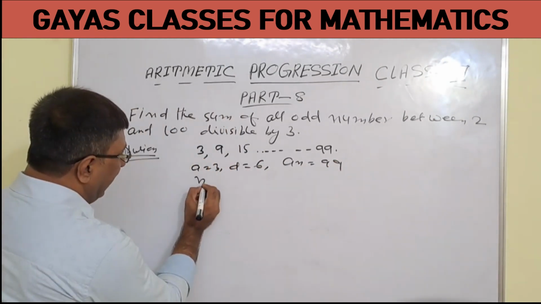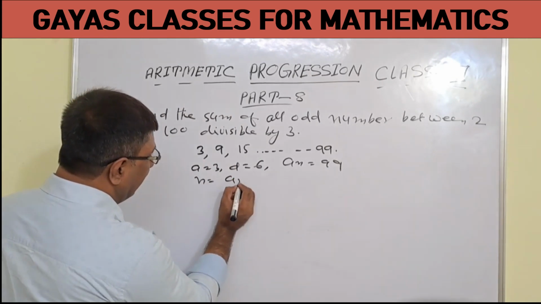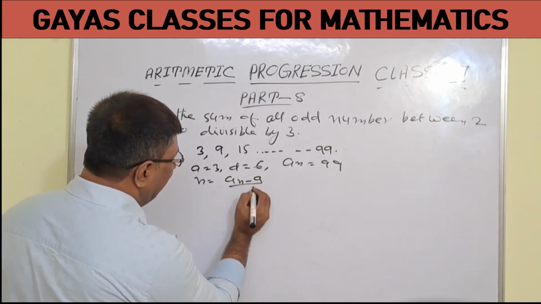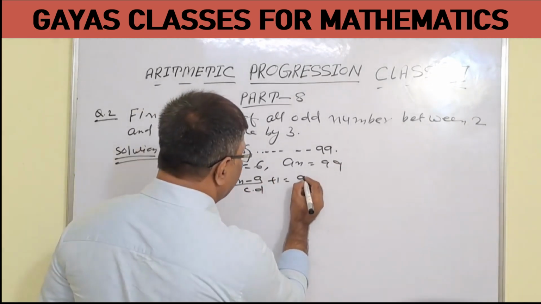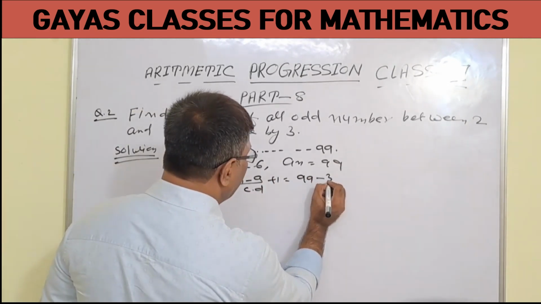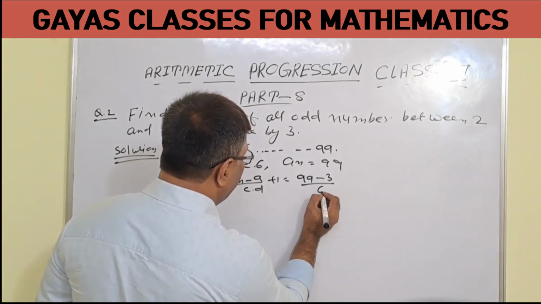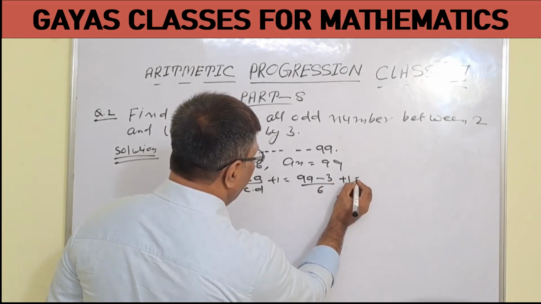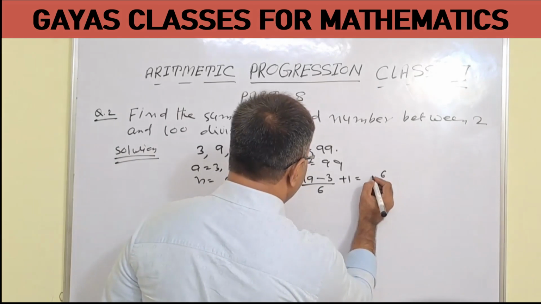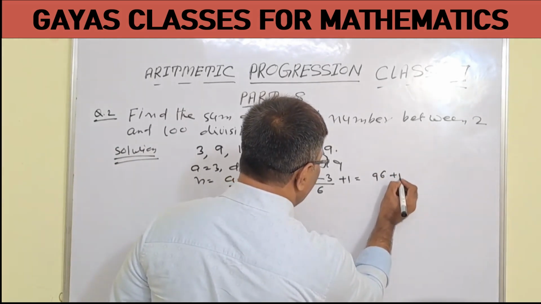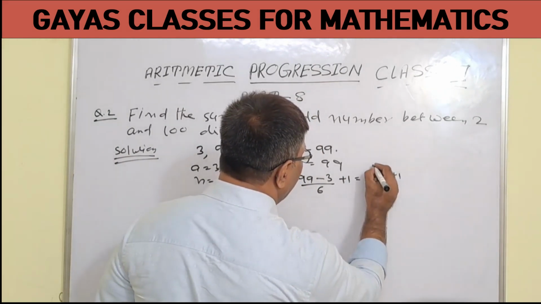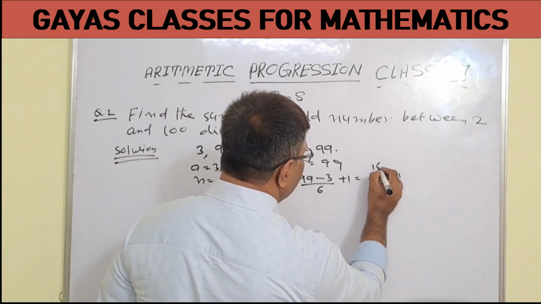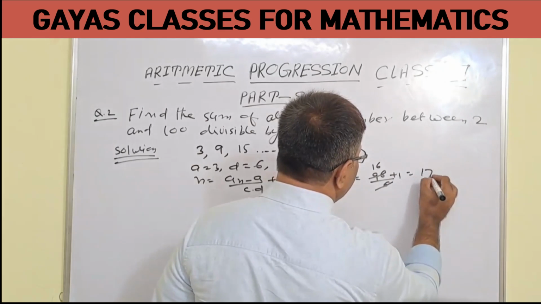So we can find n very easily: n equals (an minus a) divided by the common difference, plus 1. So last is 99, first is 3, and common difference is 6, plus 1. So 99 minus 3 is 96, divided by 6, plus 1. When we divide this number, 6 1s are 6, 3 remainder, 6 6s are 36. So it is what? 17.